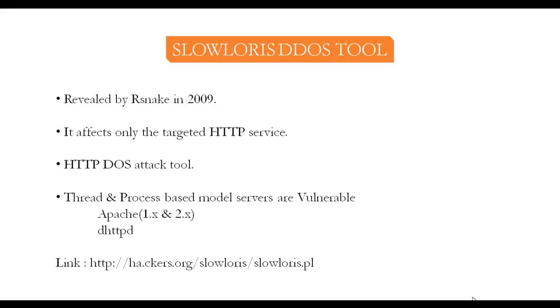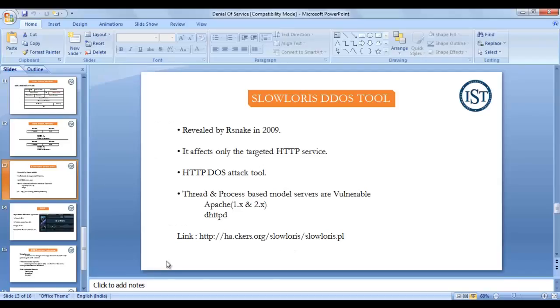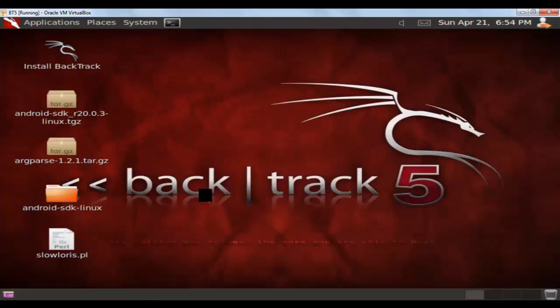Any servers which are based on process and thread based modeling are vulnerable to this Slowloris tool. Basically, Apache 1.x and 2.x, and DHCPD servers are vulnerable to this Slowloris attack tool. You can download this tool from this particular link on hackers.org. You can simply copy the script and run it against your target web server. I have already copied it into this file. You can see the code over here.